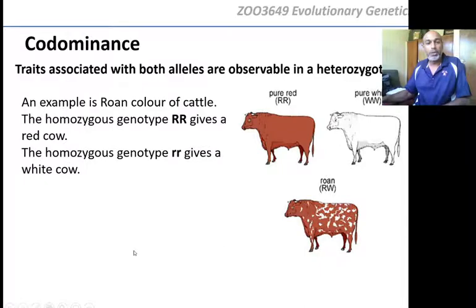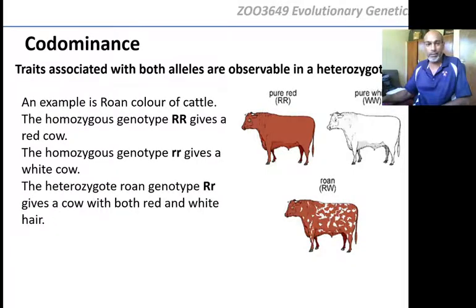Again, there are problems with codominance in your practical guide. Please don't delay in filling all those out. So your homozygotes give particular colors, red and white, but the heterozygote is patchy. And that is what codominance is all about.